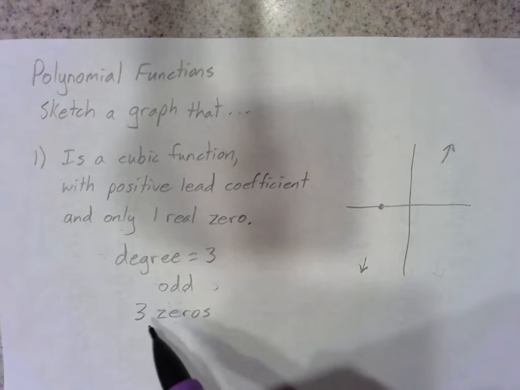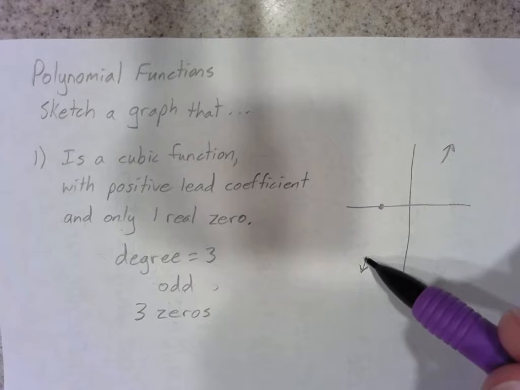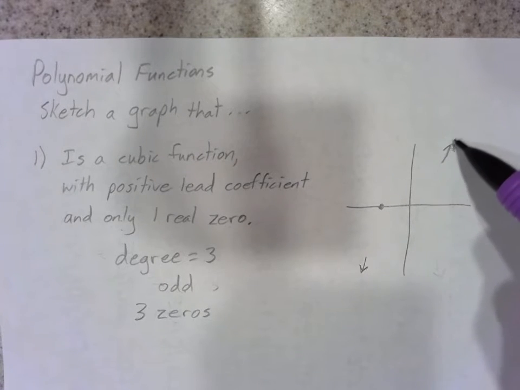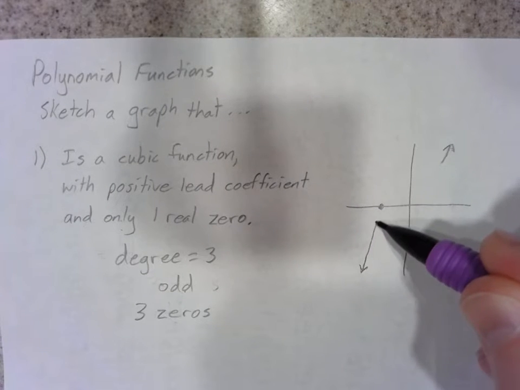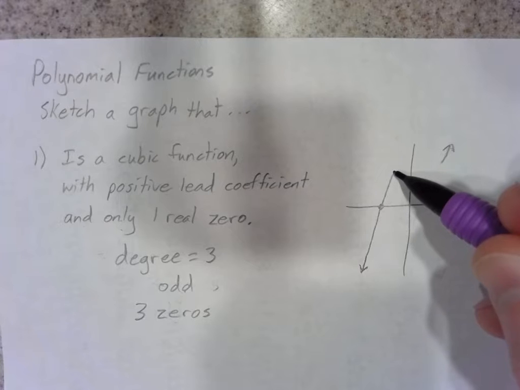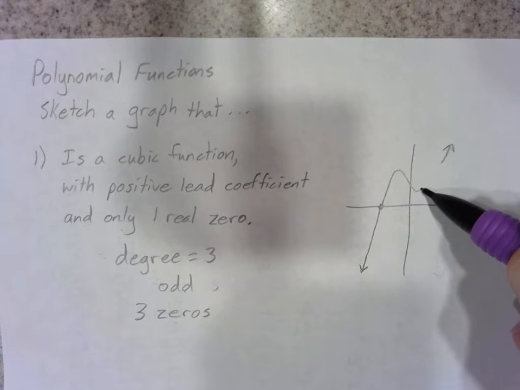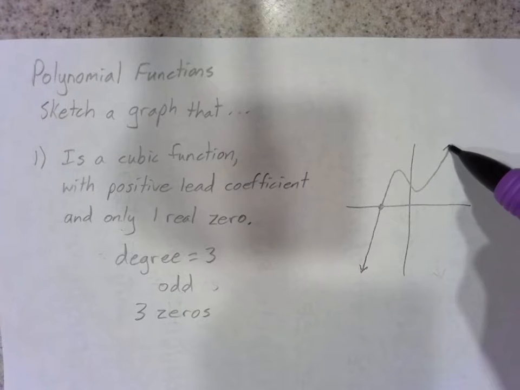But if there's 3 zeros, that means I need 3 segments. So I need to go up, down, up. And so I'm going to cross, there's one real zero. Now I'm going down, there's my second zero, second imaginary zero. And then I go back up for the third imaginary zero.